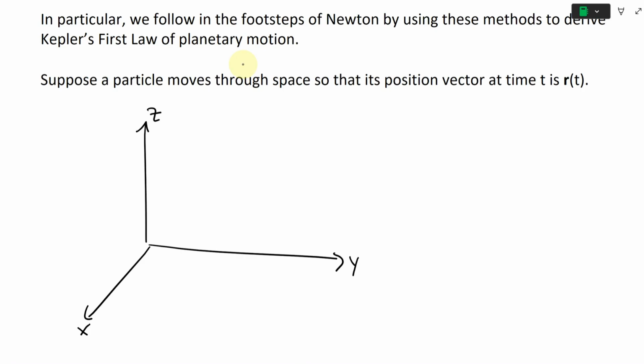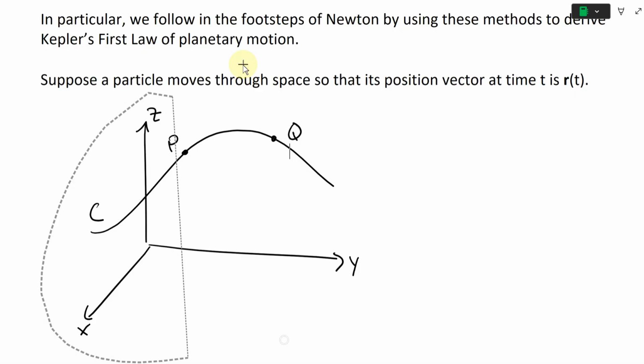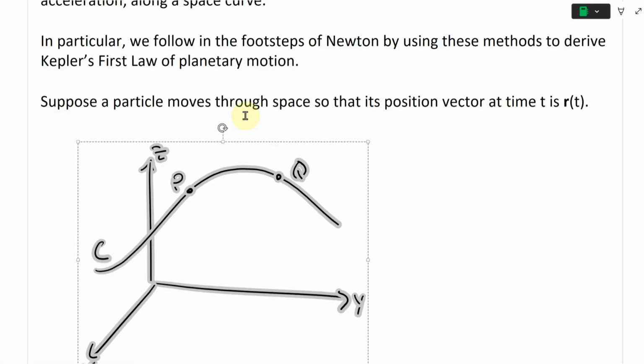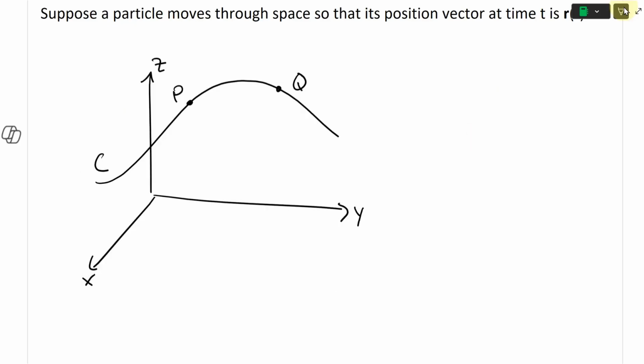So let's say we had a curve that goes something like this. This is our curve C. And let's say we had a point P here, and a point Q here. What I'll do is move this down a bit, a tiny bit, so it goes down like that. I'm going to erase this, put this on top, like that, Q.